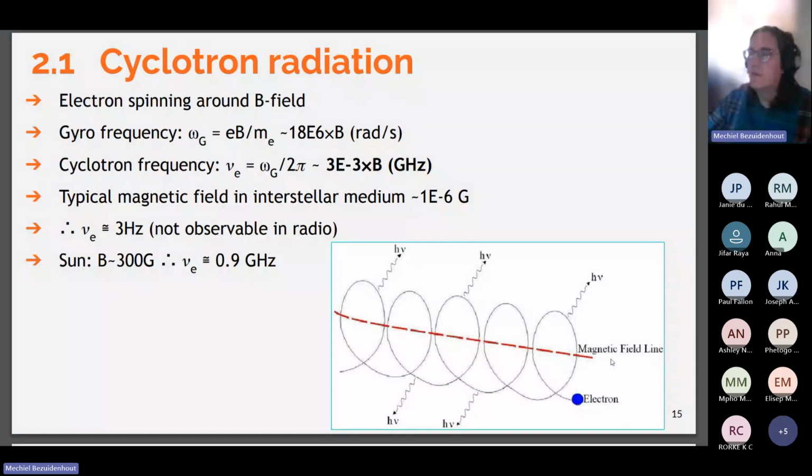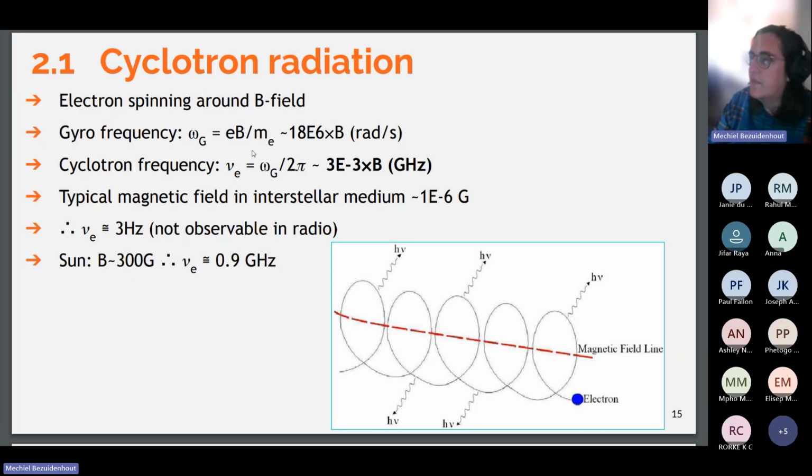at a certain frequency. So the gyro frequency, which I'm not going to go into the maths of all of this. If you are interested in studying the stuff in detail and going through this from first principles, I do recommend that. And you can read about that in pretty much any textbook on radiative processes. But I'll just give you the broad qualitative results here. The gyro frequency is given by the electron charge multiplied by the magnetic field strength divided by the electron mass.